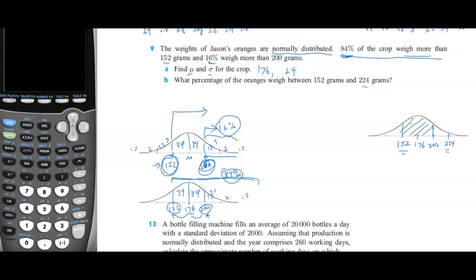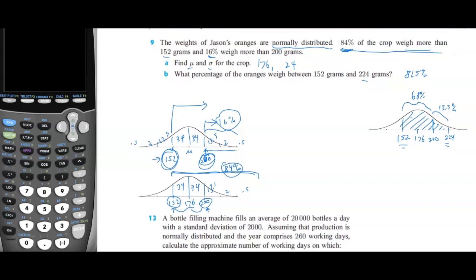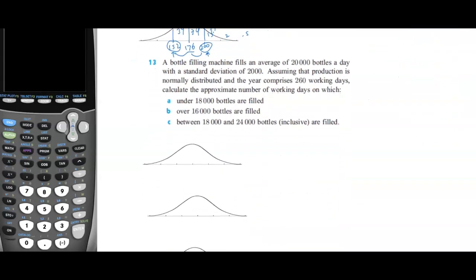So if I color that in, you can see that it's got the middle section, which we already know is 68%. And it's got the neighboring section, which we know is 13.5%. If we add these two together, which if we remember from the previous problem, I think is 81.5%, that is the percentage that's in between 152 and 224. Okay? All right. Let's go to 13.